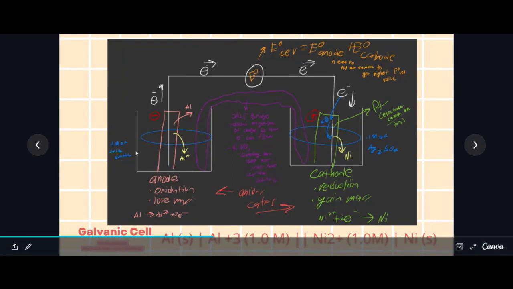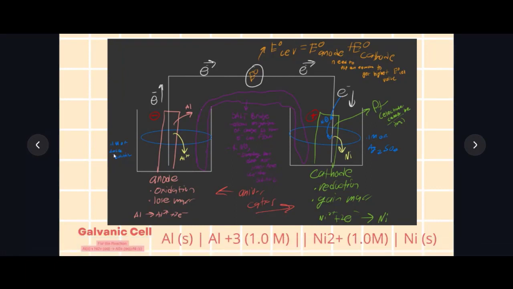This is only for 1 molar solution, and so usually you have 1 molar Al2(SO4)3, right? And so usually you have a solution here so that those ions recombine, and these cations recombine, and then they prevent that charge from accumulating as well.